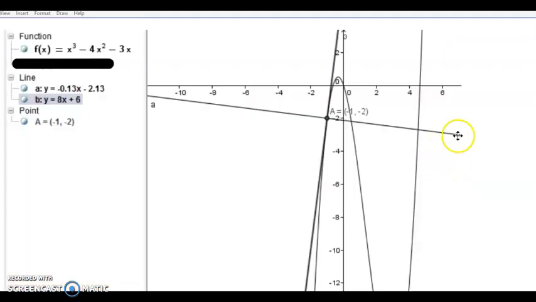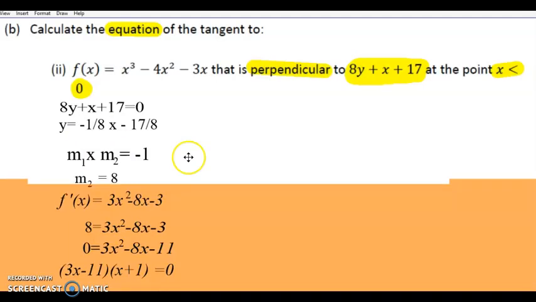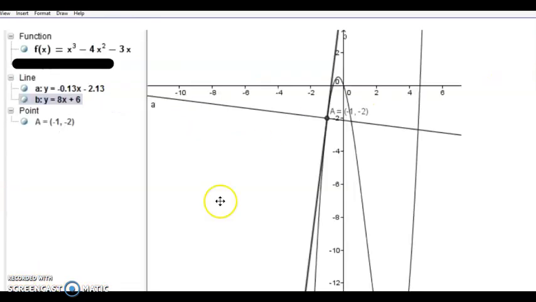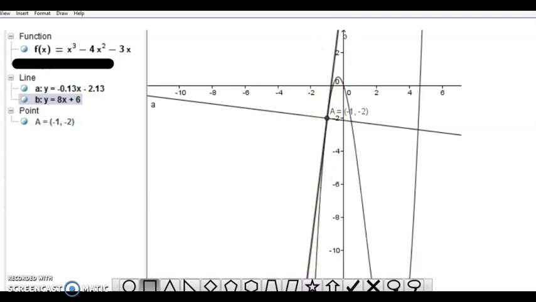So what I've done here is use the line that was stated. This is that format of this one here: 8y plus x plus 17. This is that line, right? So this line is perpendicular to it. That means I'm sitting here with a 90-degree angle because it's perpendicular.